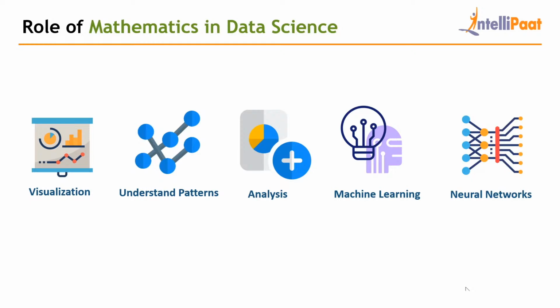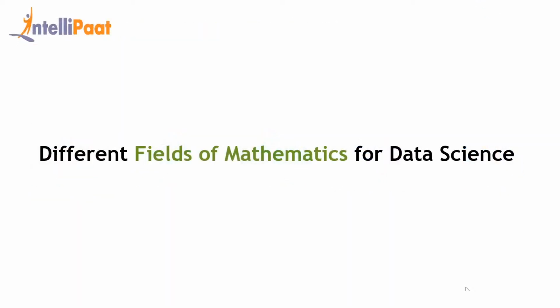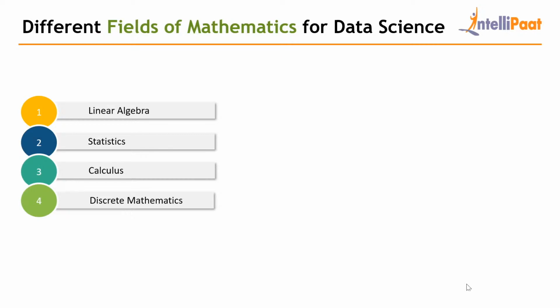So you must be familiar with all the specific fields of mathematics that are used in the field of data science. Next we'll look into different fields of mathematics for data science, and we'll understand each one of them, how it is used in data science. There are four specific fields of mathematics that are used for data science especially. These are linear algebra, statistics, calculus, and discrete mathematics.